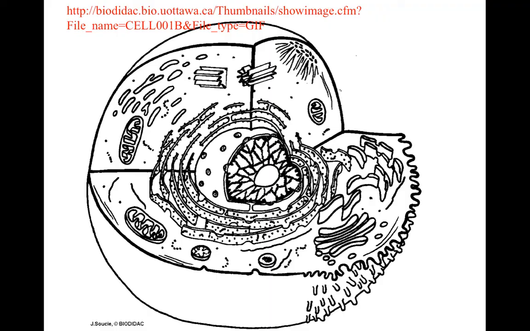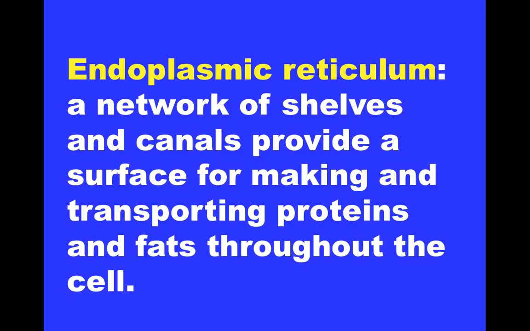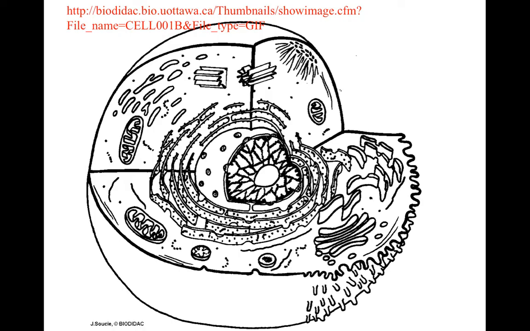The next structure that we're going to look at is the endoplasmic reticulum. Many scientists or many students frequently refer to this simply as ER, short for endoplasmic reticulum, and you are welcome to go ahead and refer to it as that. This is a network of shelves and canals that provide a surface for making and transporting proteins and fats throughout the cell. So think of it kind of like the bookshelves that we use in a room. We still use those for storing books. But in this case, something's actually being made on those shelves.